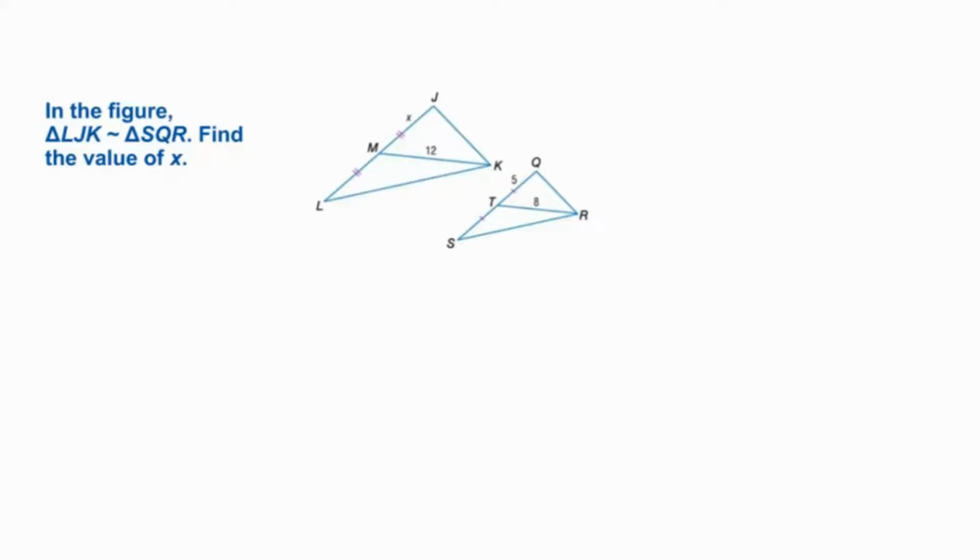We're told that triangle LJK is similar to triangle SQR, and we want to find the value of X. MK and TR are medians, so we know that MK over TR would have to equal, we can look at the corresponding sides that have some measurement to it, so we can look at JL and QS, so JL over QS.